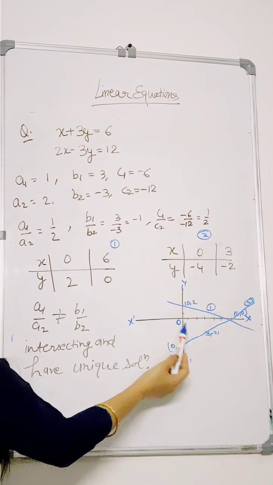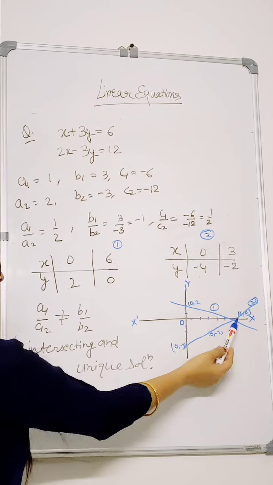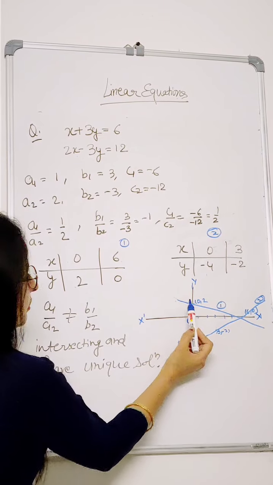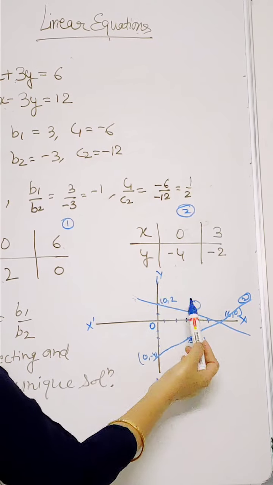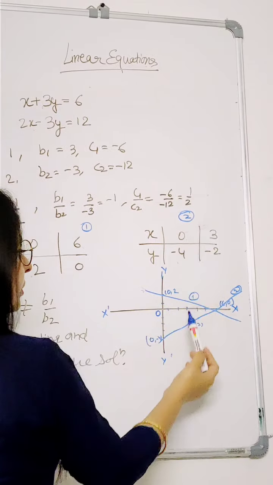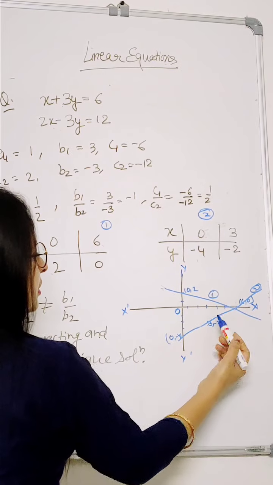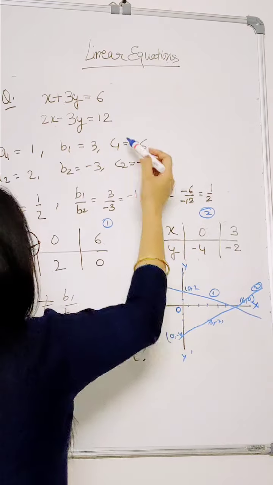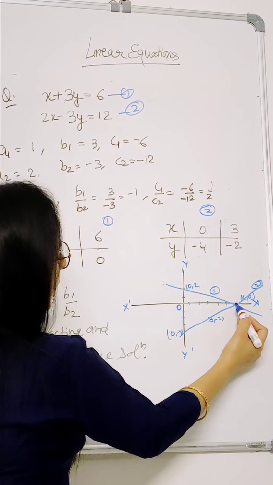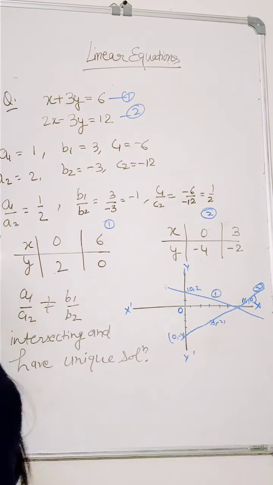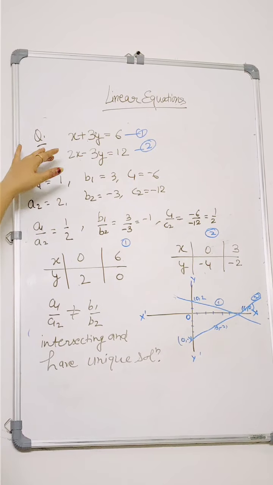Now we plot the points 0, 2 and 6, 0 in this graph. We join these two points and we get the line which represents equation 1. Now we plot the points 0, minus 4 and 3, minus 2, and we join these points and get the line for equation 2. We see that both lines are intersecting at one point, 6, 0. It means that 6, 0 is the unique solution of this pair of linear equations.